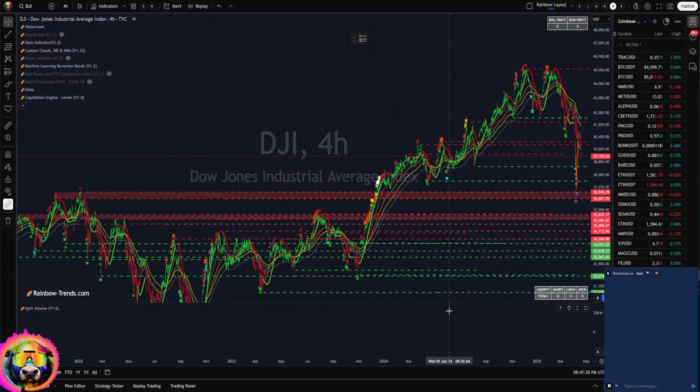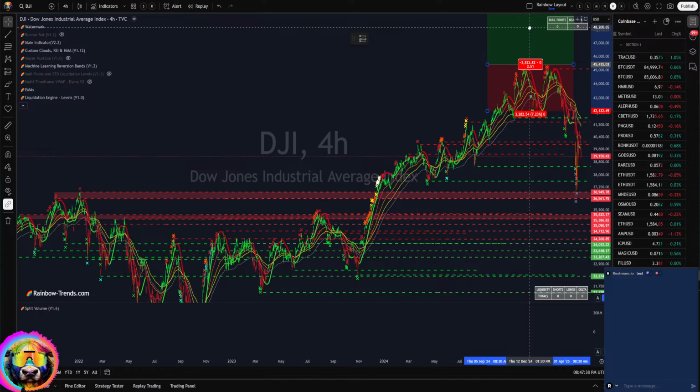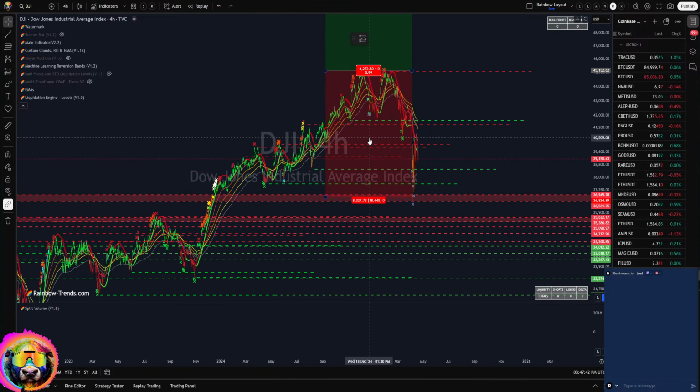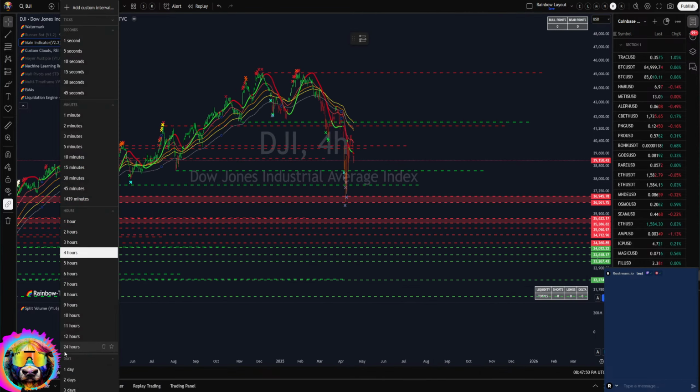Gone. Fully retraced. Dow Jones went up 22%. It came all the way back down 18%. And remember, up is more than down. So you can go infinite up, you can only go 100% down. So anyway, DJI is not doing so hot.